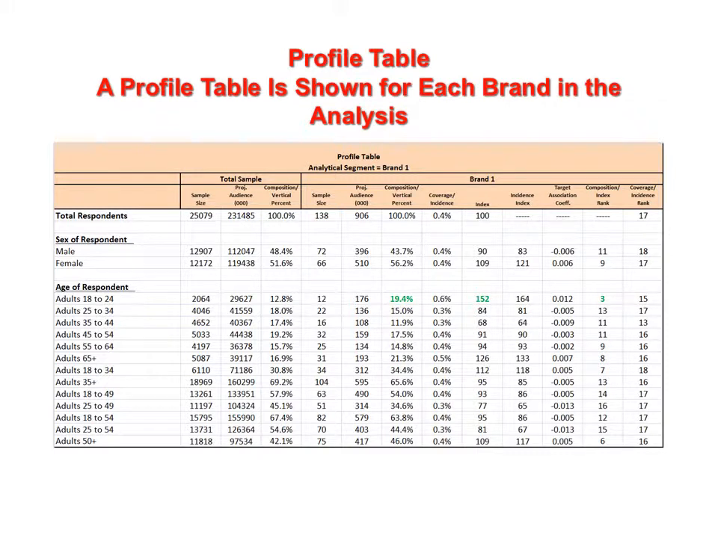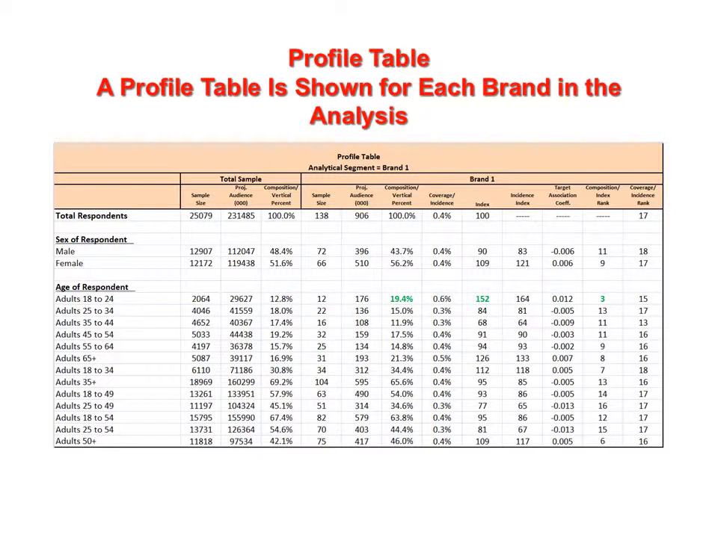Now let's define target association coefficient. This is a correlation coefficient that can range from -1 to +1. In the context of the present analyses, it tells you how well a given measure predicts whether or not people use a given brand. The next 2 terms are brand's composition index rank and coverage incidence rank.